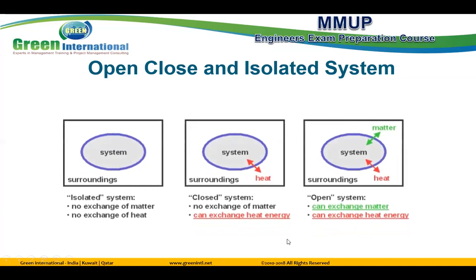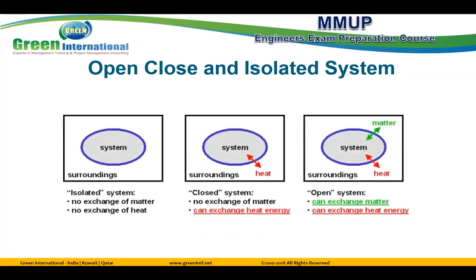Many questions ask about this part especially. Isolated system: no mass transfer, no heat transfer. Open system: mass can transfer, heat and energy can transfer. But for a closed system: no mass transfer, but heat can transfer. Clear? Okay.